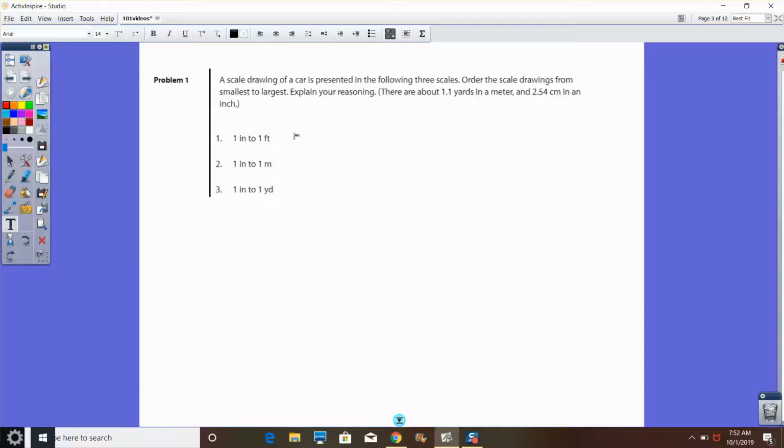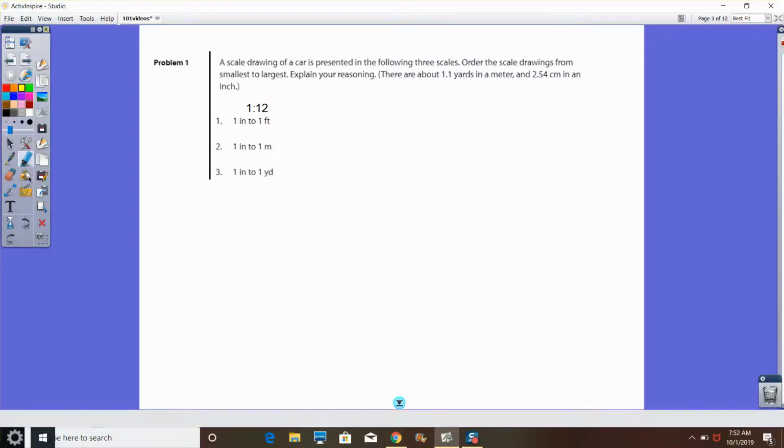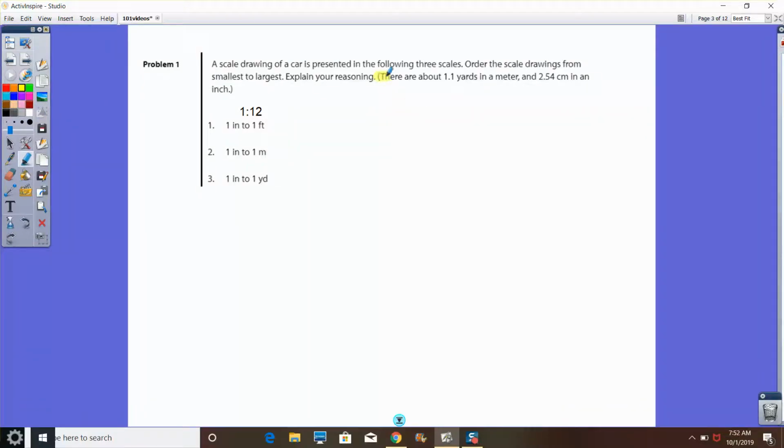So if I'm thinking 1 inch to 1 foot, what is the equivalence of 1 inch to a foot? Well, again, we just kind of saw that in the previous lesson, with the slide, 1 to 12, right? Because 12 inches is the same as 1 foot. Well, now here in problem 2 and 3, they're telling you how many yards there are in a meter, and they're also telling you how many centimeters there are in an inch, okay?